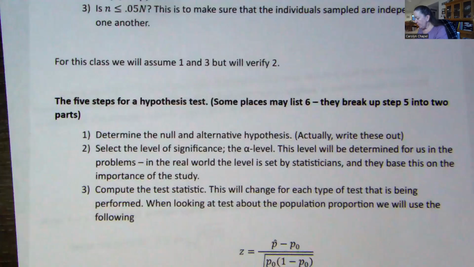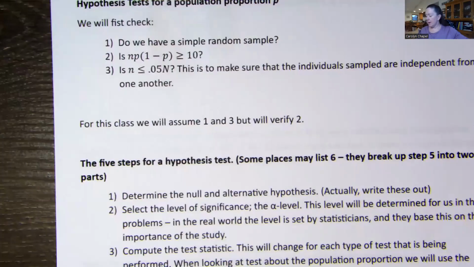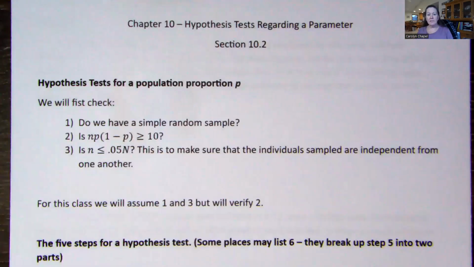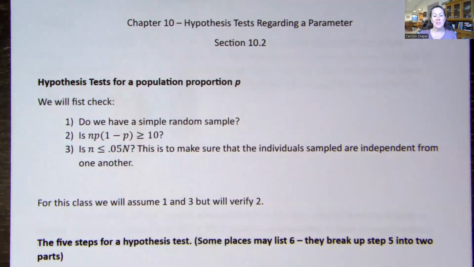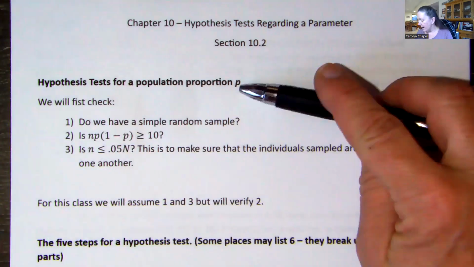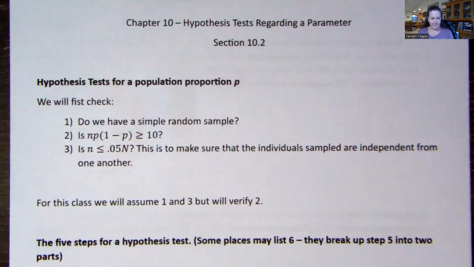But StatCrunch is at our fingertips in this course, so I want to also make sure that I show you how to utilize that. So the first thing I'm going to do is share my screen, and we'll get into our guided notes so that we can look at the steps that we go through. So this is section 10.2, hypothesis test for a population proportion. So we're going to be looking at our population proportions.